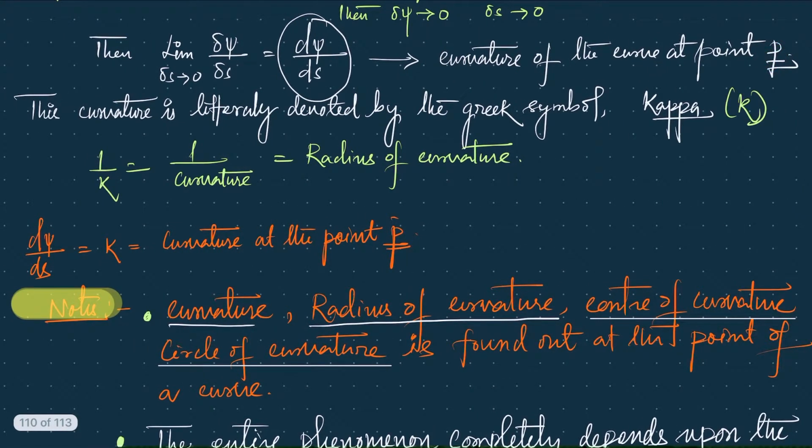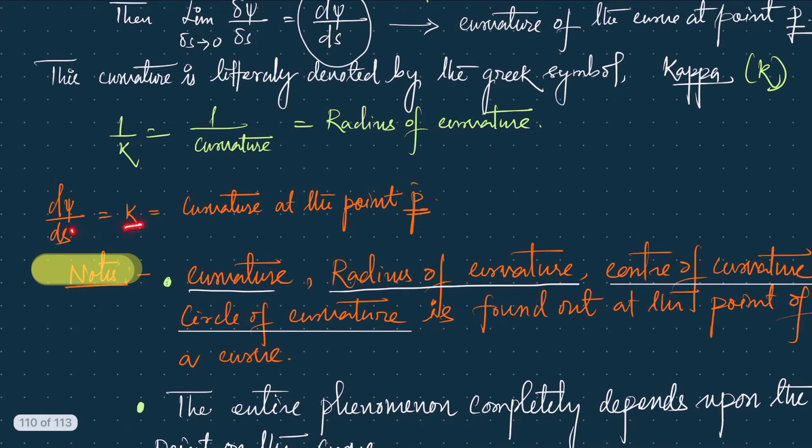One more thing we need to remember: whenever we are trying to find the curvature of a curve, we are always finding the curvature at some particular point. If a curve is given, we need to find the curvature at this point, not throughout the entire curve. So this is the relationship: 1 by kappa is equal to 1 by curvature, which is going to be the radius of curvature. And d psi by d S is equal to kappa, the curvature at a point P.